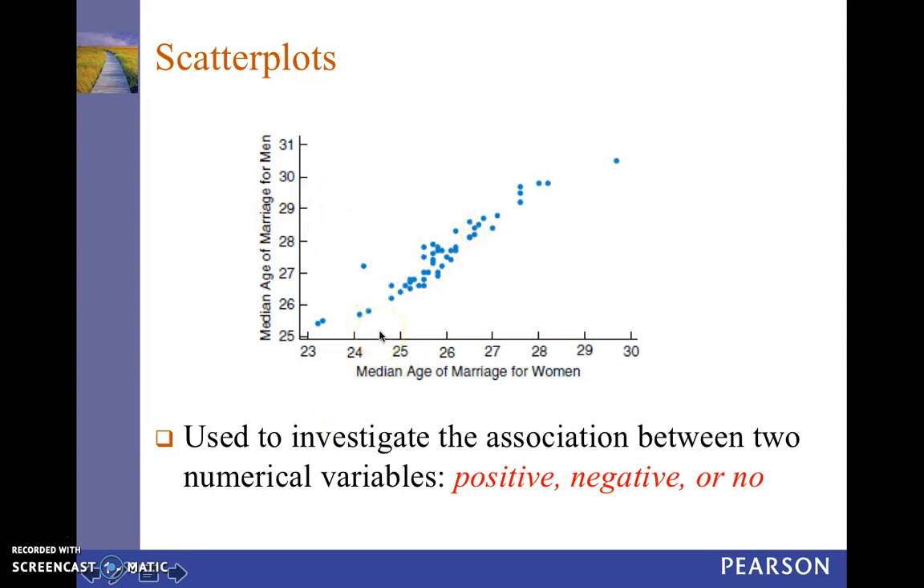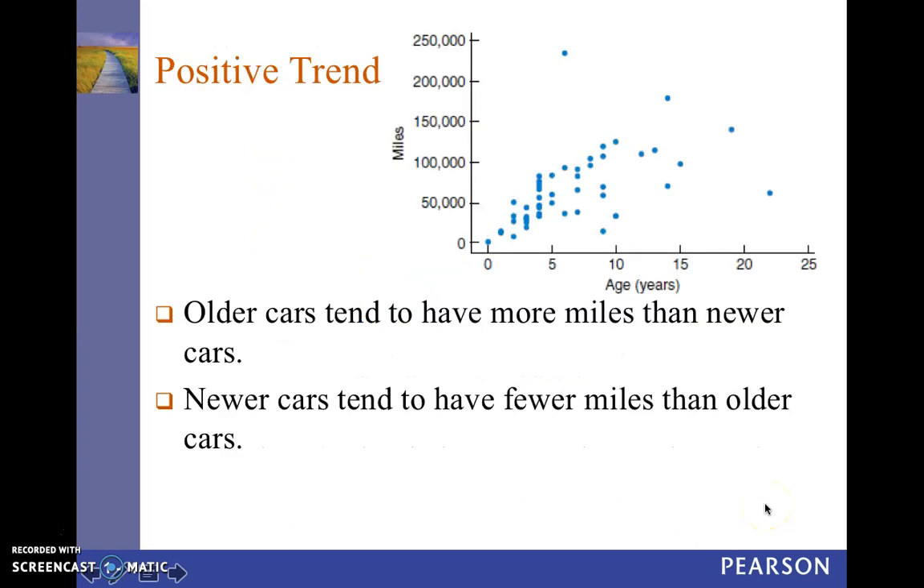And the kinds of associations that we might be looking for can take one of three forms. It can be a positive association, a negative association, or in fact, there could be no association between the variables. So let's look at what I'm talking about here.